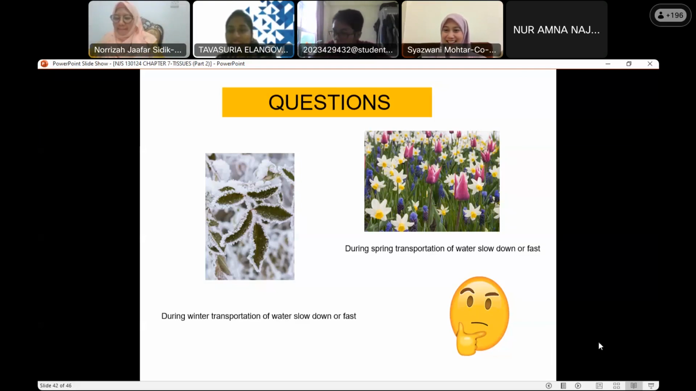The student said that during the winter the transportation of the water slows down because the colder temperature causes the stomata to close and decreases the transpiration. And then the second student said that it is because the temperature decreases. Sorry if I wrongly pronounced your name. The third student, Nur Natasha, said that the water tends to freeze.